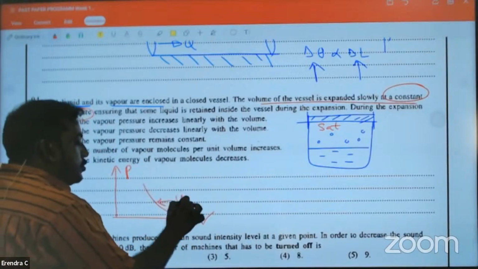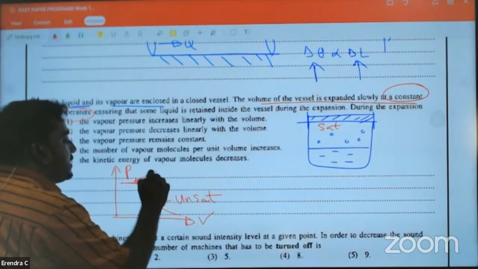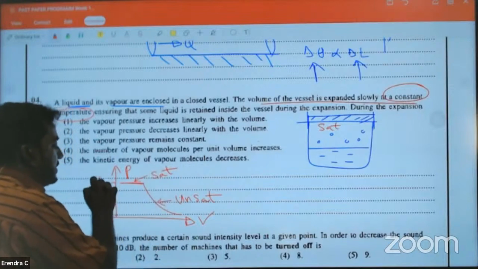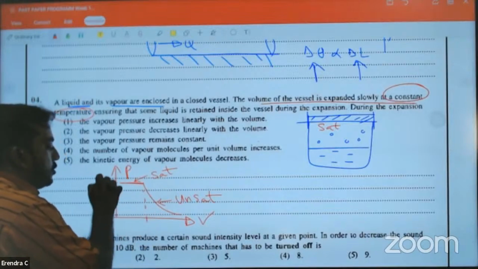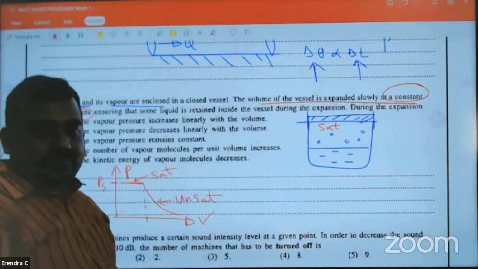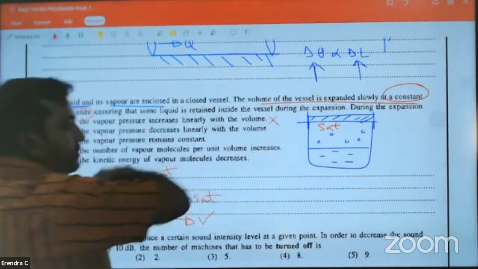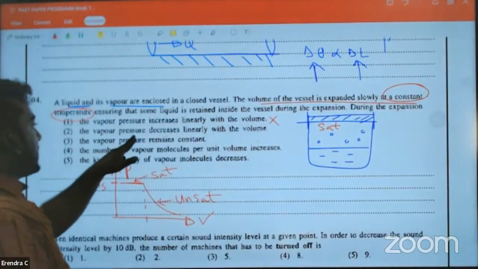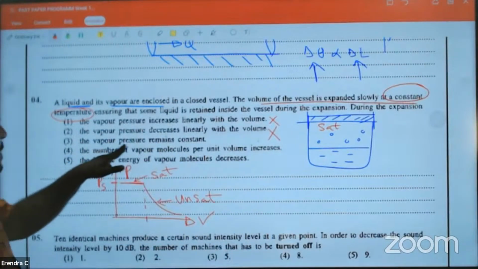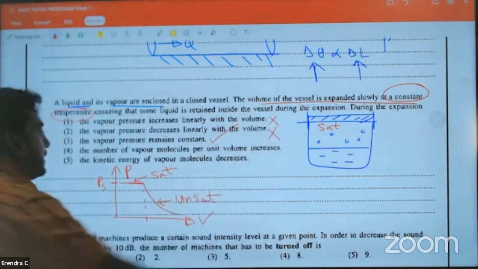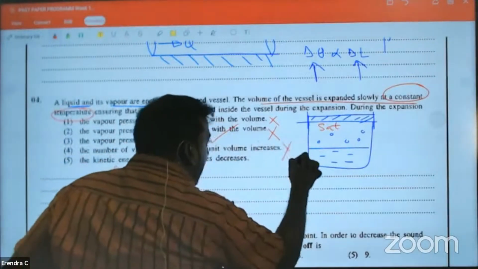This is unsaturated vapor. Saturated vapors do not obey Boyle's law. That means even if the volume increases or reduces after saturation, saturated pressure will not change. So vapor pressure increases linearly with the volume, wrong. Vapor pressure decreases linearly with the volume, wrong. Vapor pressure remains constant, correct. Number of vapor molecules per unit volume increases, wrong.